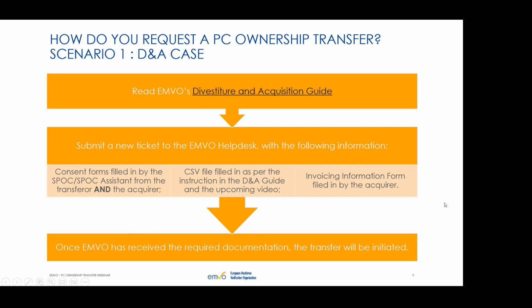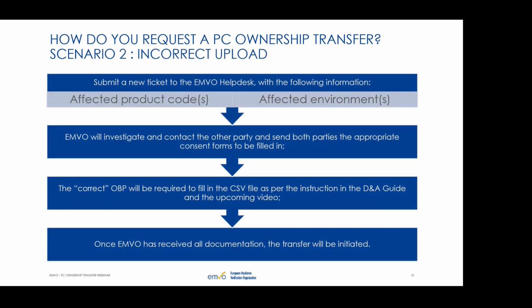Once ENVO has received the required documentation, the transfer will be initiated. In scenario number 2, we have the same idea. Submit a new ticket to the ENVO help desk with the information about the incorrectly uploaded product code, the affected codes and the affected environment. ENVO will investigate and check, and ask both parties to fill in the consent forms. In that case, the correct OPP should provide the CSV file. And once ENVO has all the information, the transfer will be initiated.